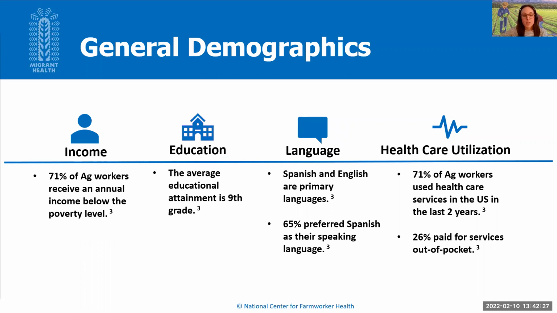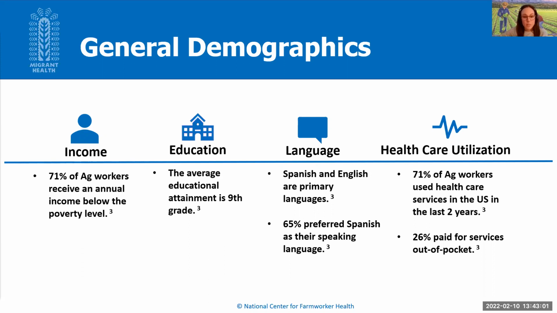Looking at income, 71% of ag workers earn below the poverty line, which is an annual income of less than $30,000. Looking at the educational attainment in this population, the average educational attainment is 9th grade. And breaking it down a little further, 35% have completed 6th grade or lower, 18% completed grades 7, 8, or 9, 31% completed grades 10, 11, or 12, and roughly 12% completed some education beyond high school.